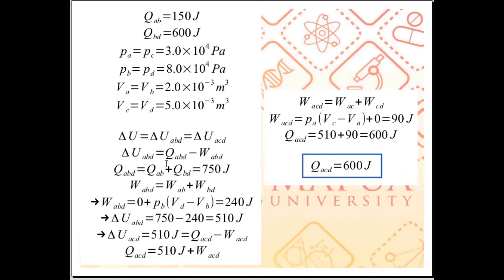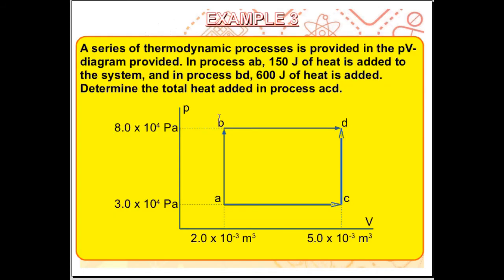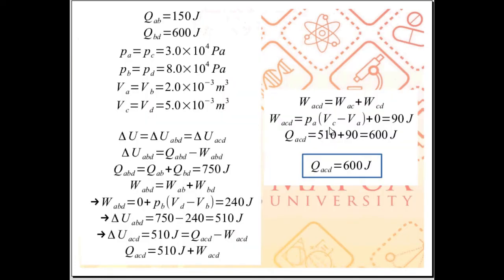Now, the change in the internal energy of a system does not depend on the path taken by the system. What's important is initial state and final state. As we had mentioned, path ABD and path ACD have the same initial state and final state. So that means they have the same change in internal energy. Delta U ABD is equal to delta U ACD.